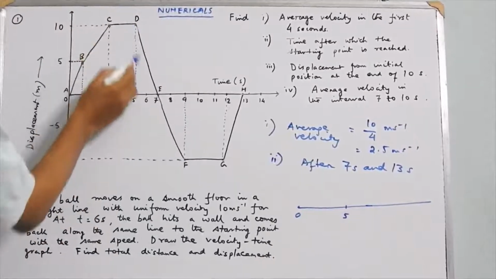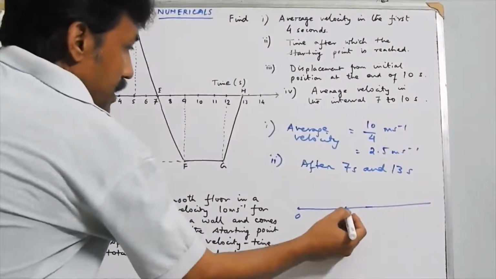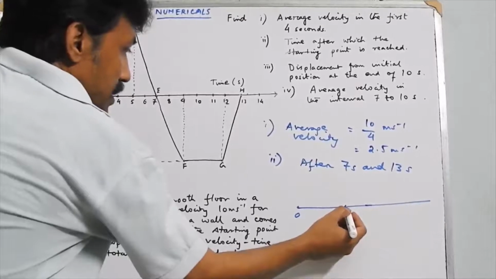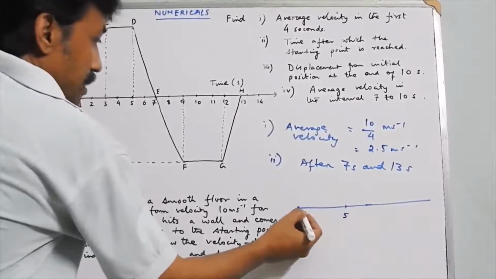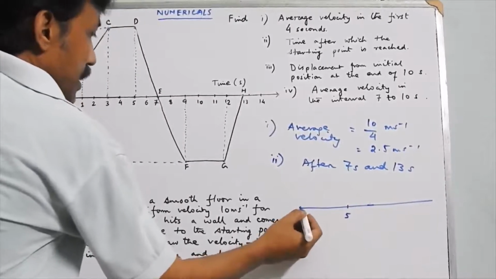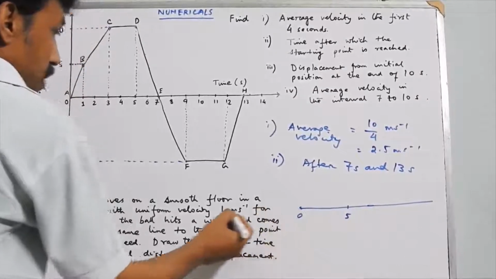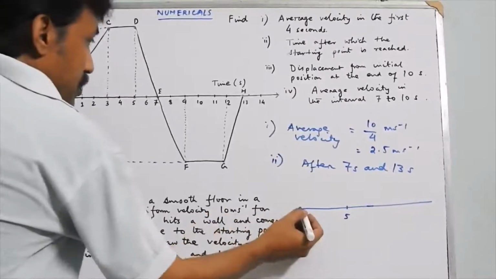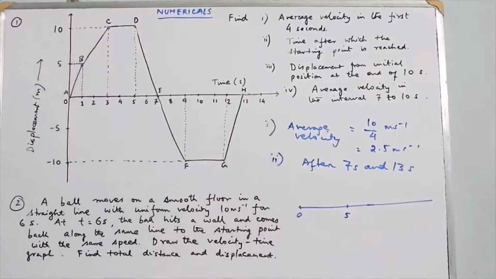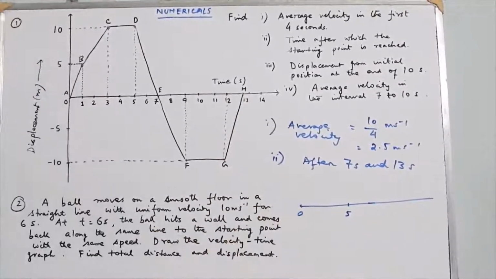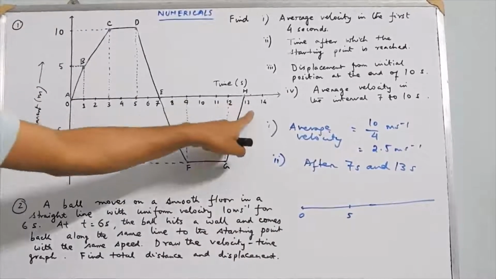Then in the 5 to 7 interval, in the next 2 seconds, it has again come back at this position. Then it has moved to somewhere else and then again come back to its position after 13 seconds. So the starting point is achieved after 7 seconds and 13 seconds.